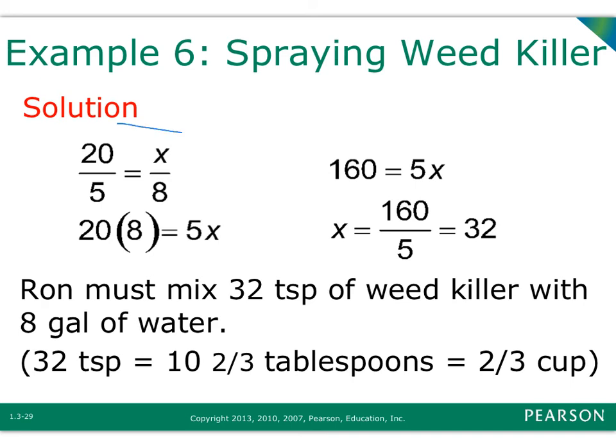So here's our original problem. When we cross multiply, we get something that looks like this. 20 times 8 is equal to 5x. Now, of course, we get 160 is equal to 5x, and we divide both sides by 5, and we get 32 teaspoons of weed killer that needs to be mixed with 8 gallons of water, right?